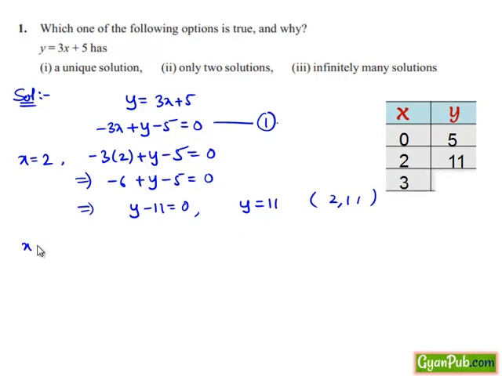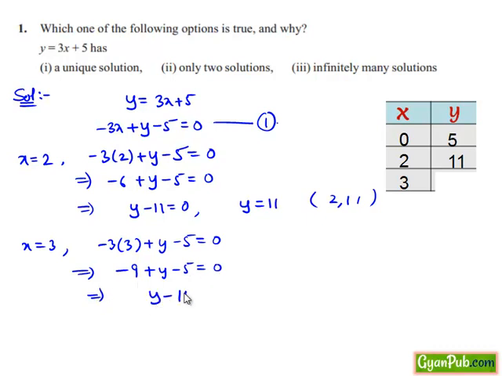Now let us put x equals 3 in the given equation. Then it reduces to minus 3 times 3 plus y minus 5 equals 0. This implies minus 9 plus y minus 5 equals 0. This implies y minus 14 equals 0, that is, y equals 14. Hence, the ordered pair (3, 14) is one of the solutions of the given equation.